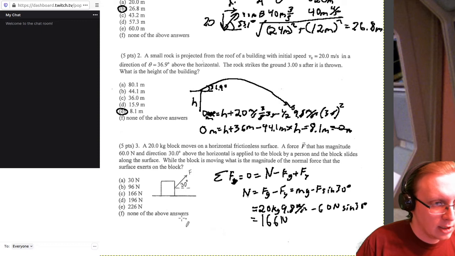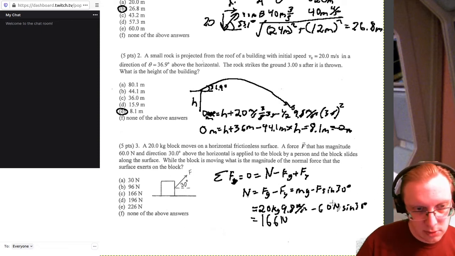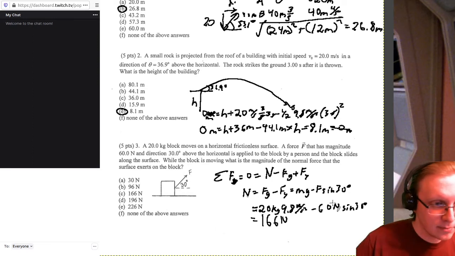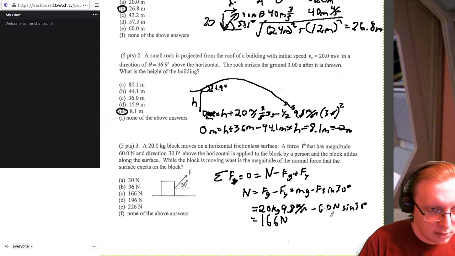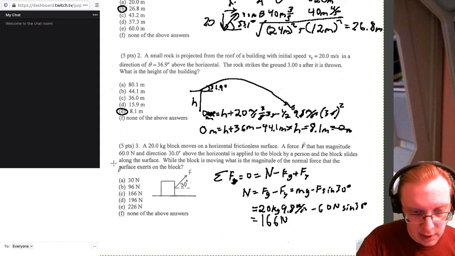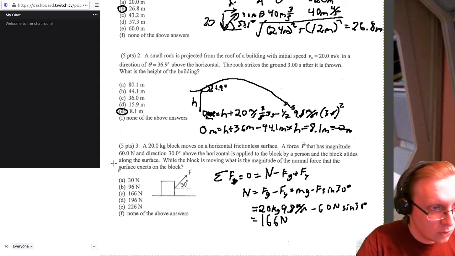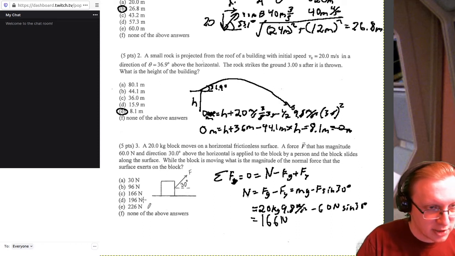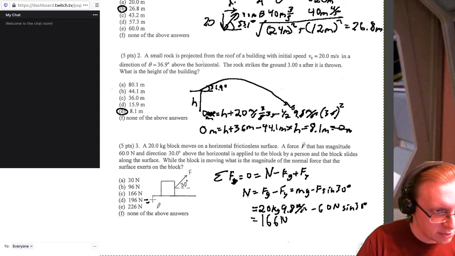How kind. Oh, the 30 newtons here though, that's a trap, because it should be 60 sine of 30. Yep. This 30 newtons here is this component right here. Oh, and 196 is though. So 196 is another trap answer here. This is just our force of gravity. This is our force y.